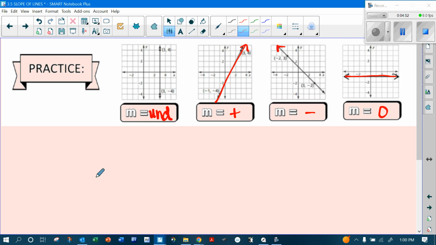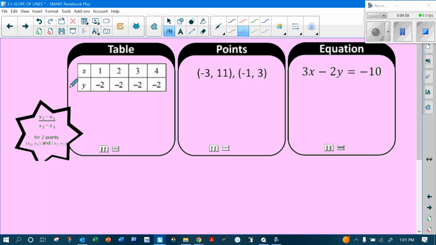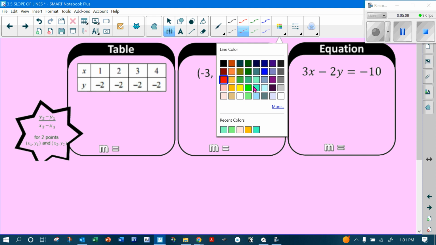All right, so now what we are going to do is find slope. So let's actually take these and find some slope. I know a lot of you did this in Desmos. We are not doing Desmos. You have to know how to do math.